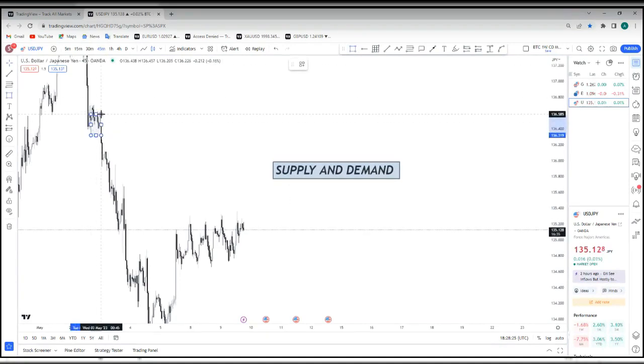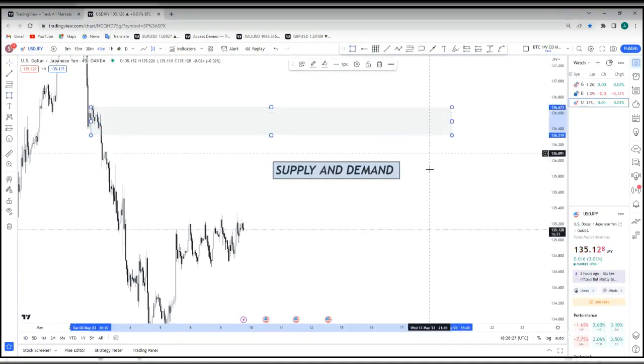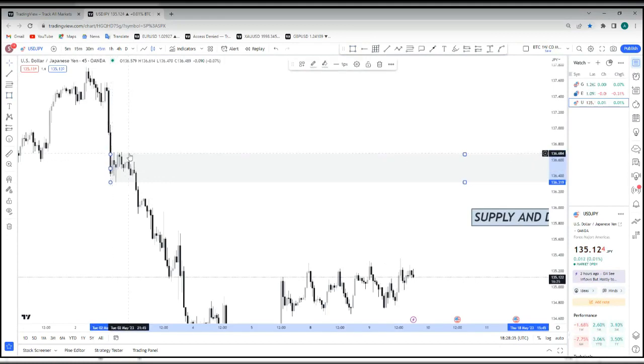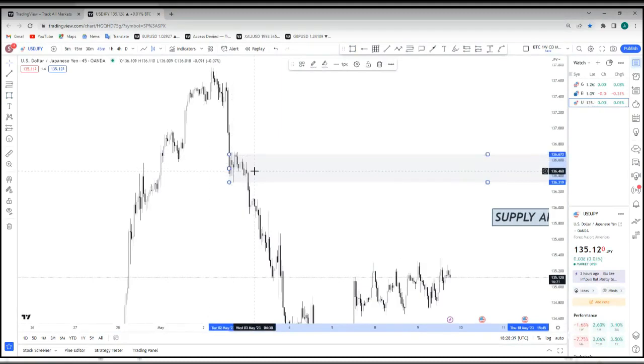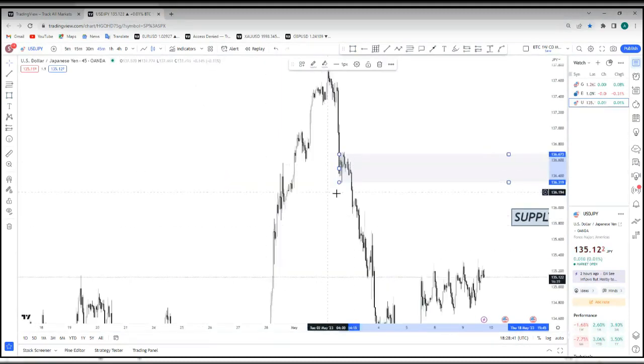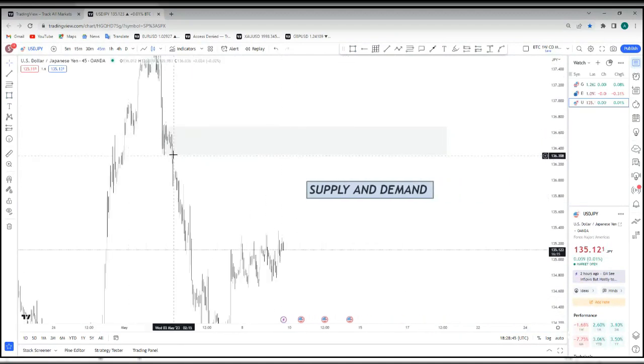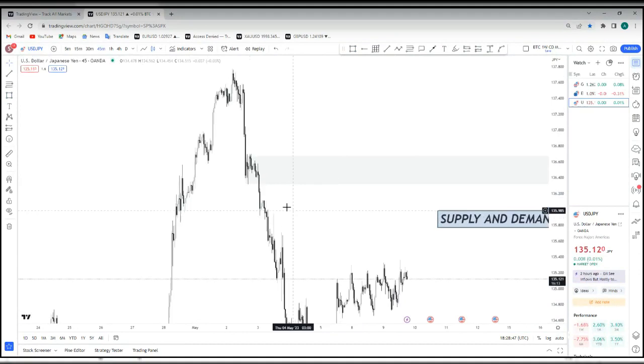Now, like this area is a supply zone. And why did I call it a supply zone? Look at it. There's a fight between buyers and sellers. There's a consolidation, a ranging part, before sellers expand. So this area is a supply zone. This is where price supplies the move. Price supplies the move here.